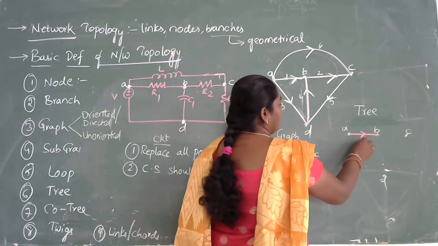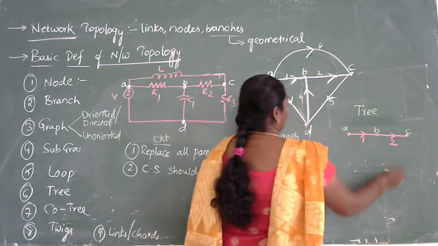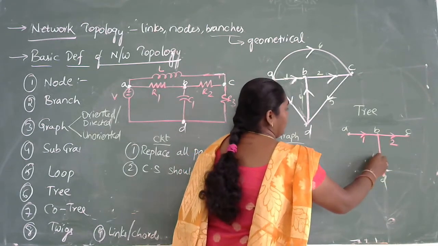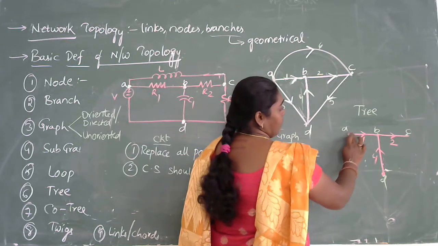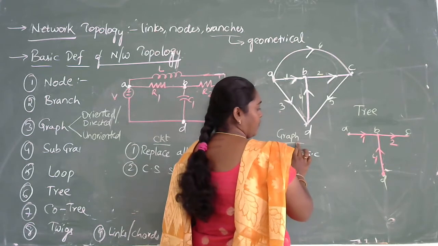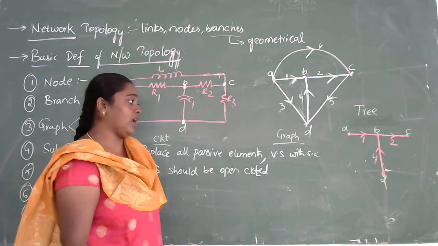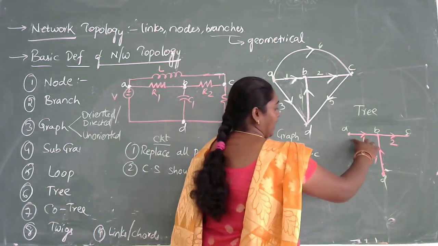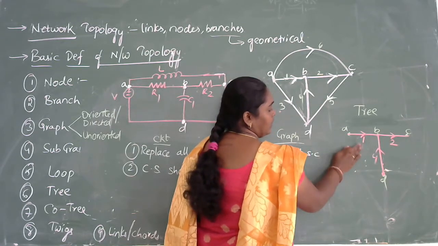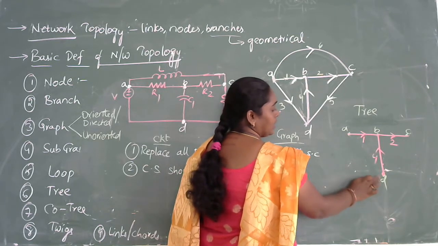The corresponding branch is 1. There is a branch between B and C, which is 2. And there is a branch between B and D, which is 4. So here I have covered all the nodes of the graph, but it should consist of fewer branches than the graph. Now, if I draw a line between A and D, it forms a closed loop. That is the reason I should not draw any branch between A and D.